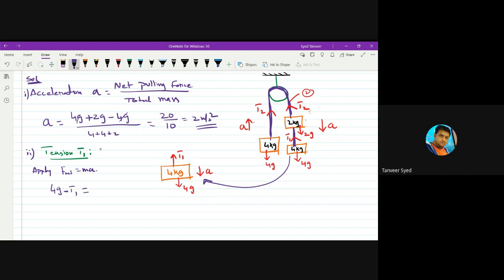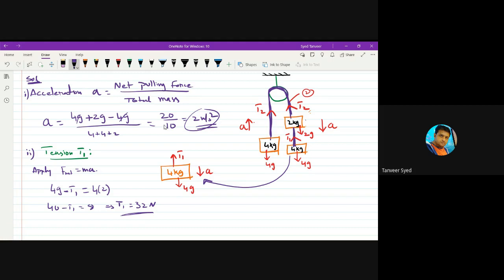Equal to ma. How much is mass? 4 kg. What is acceleration? We have got it here, 2. That means 40 minus T1 is equal to 8. That means T1 is equal to 40 minus 8, which is 32 Newton. The tension in that smaller string, T1, is 32 Newton.